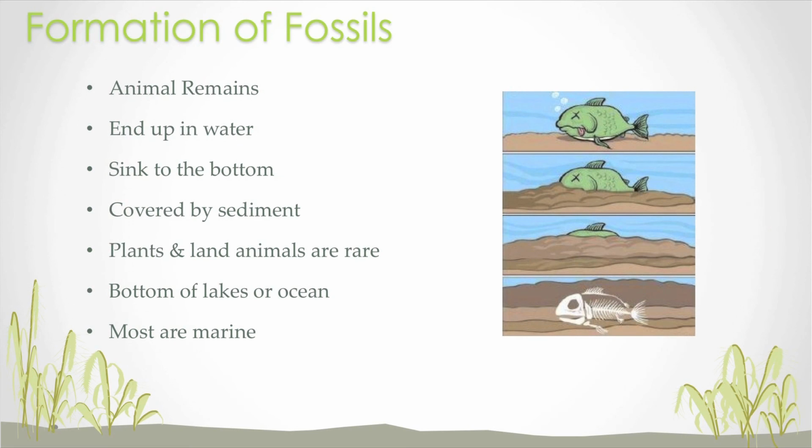The formation of fossils. The remains of an animal or plant must find their way into water, sink to the bottom, and get quickly covered by sediment so that they don't decay or get scattered by scavengers. It is rare for a dead plant or a land dweller to land at the bottom of a lake or an ocean. This is why most fossils we have are of marine organisms.